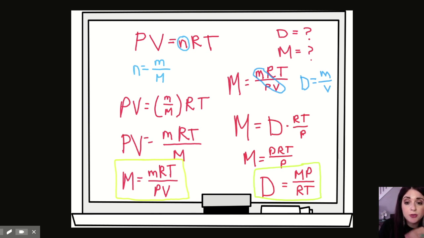So again, these are just two other derivations. That's where I'm going to stop this video. If you have any questions, let me know. I will put some worksheet together with some practice problems. But again, this is all a review from Chem 2.